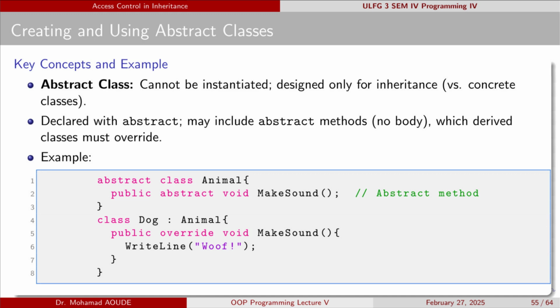Now we enter a new phase of OOP, abstraction. An abstract class is one that cannot be instantiated. It's designed to act as a base, a general template for other classes. It may contain abstract methods, methods with no body, which must be implemented by derived classes. This concept is perfect when we want to define a contract, but defer the exact behavior to subclasses.